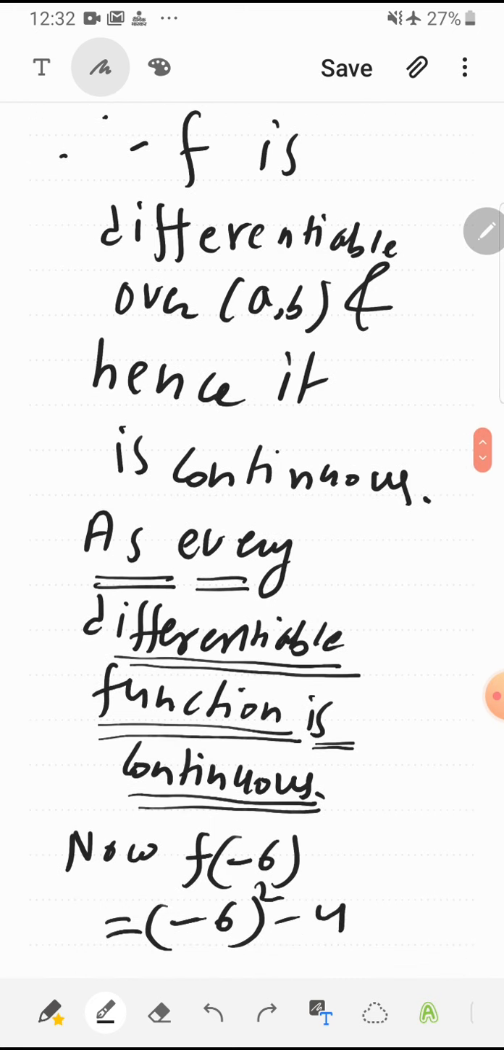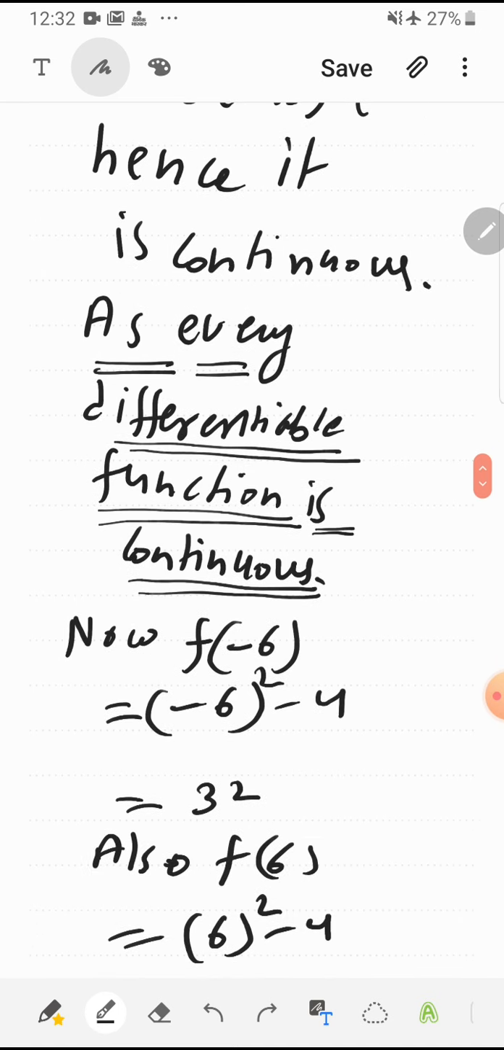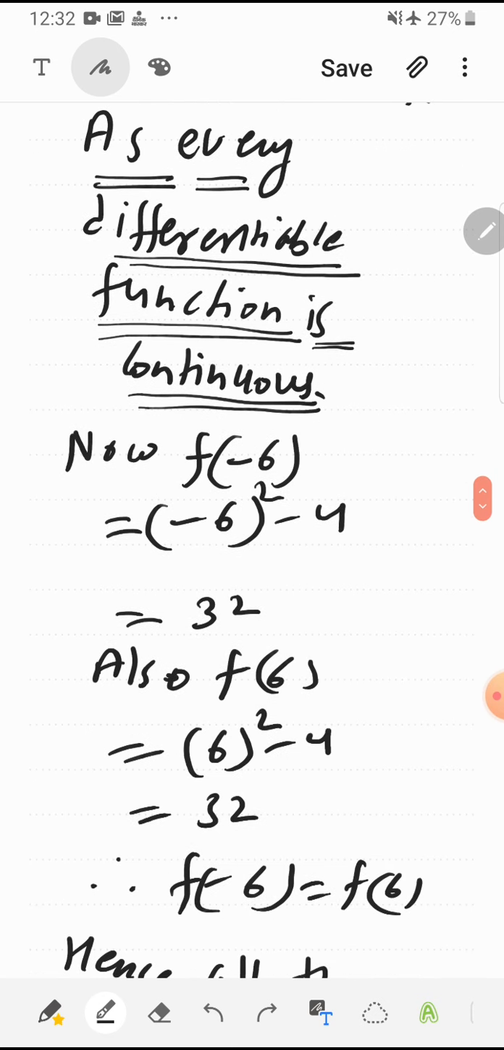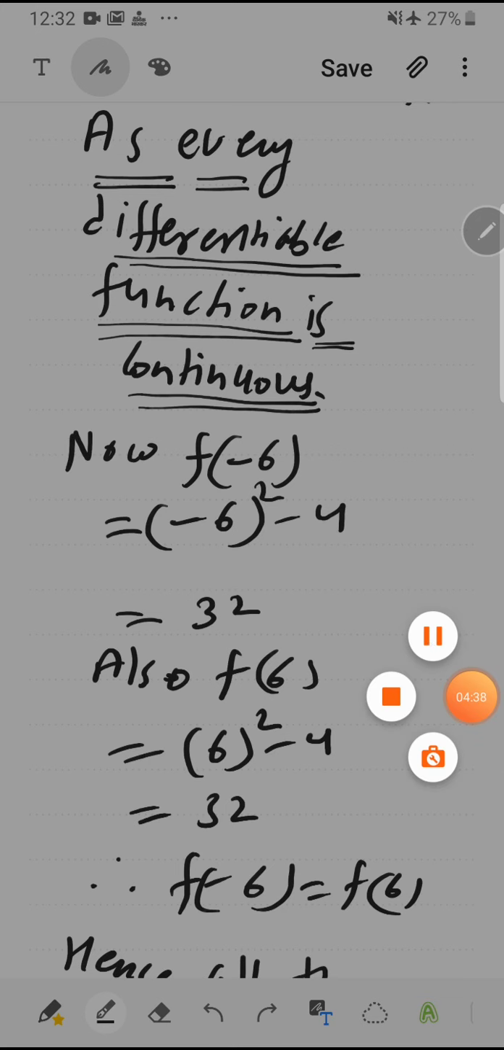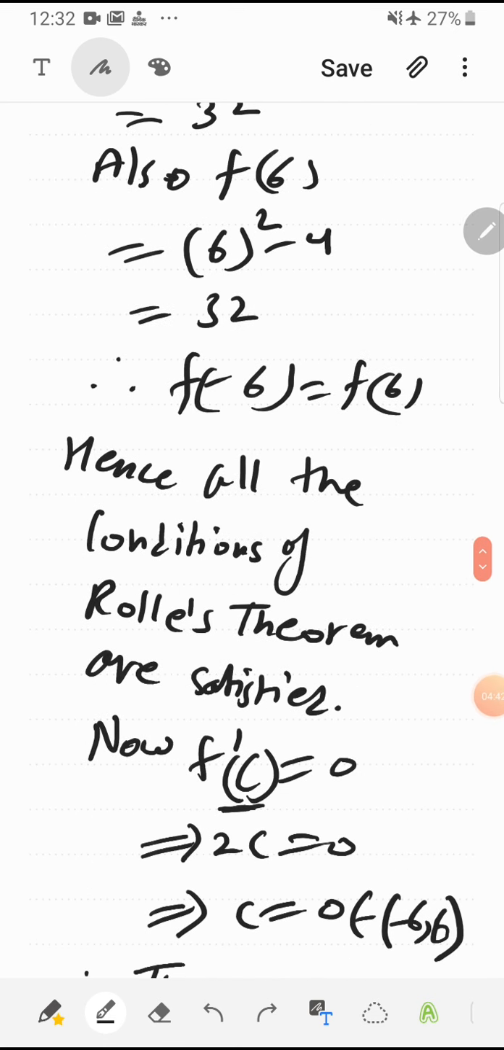Now after that, the remaining third condition: f of minus 6, which is minus 6 square minus 4, which is 32, and f of 6, which is 6 square minus 4, again 32. So we can see f of minus 6 is equal to f of 6. So hence all the conditions of Rolle's theorem are satisfied, but whether the theorem is verified or not, this we can't say right now.